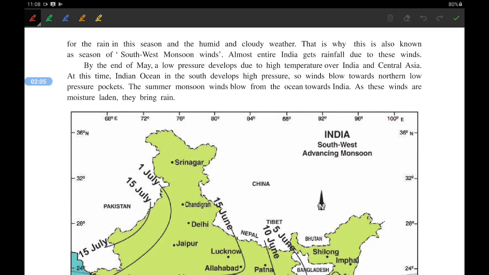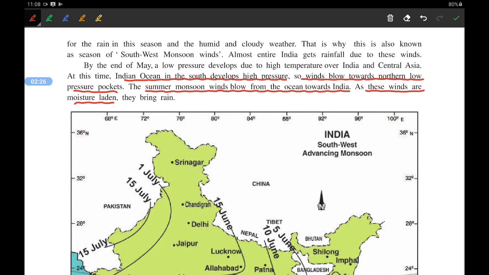By the end of May, a low pressure develops due to the high temperature over India and Central Asia. At this time, the Indian Ocean in the south develops high pressure. So the wind blows to the northern low pressure pocket. This summer monsoon wind blows from the ocean towards India. As these winds are moisture laden, meaning full of moisture, they bring rain.